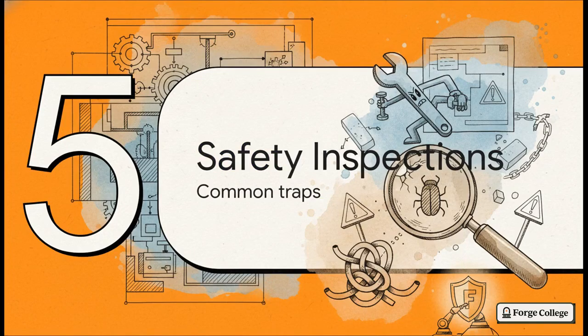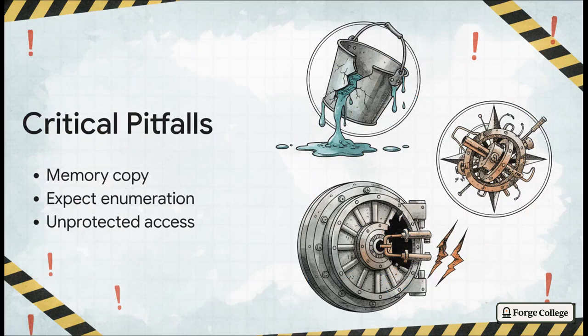Finally, Section 5, Safety Inspections and Pitfalls. Let's make sure we avoid the traps. There are 3 critical mistakes that we constantly see tripping developers up, causing unexpected 0 values or nasty compiler errors. They are accidental memory copying, expecting mapping enumeration, and unprotected direct access. Let's break these down so you never make them.